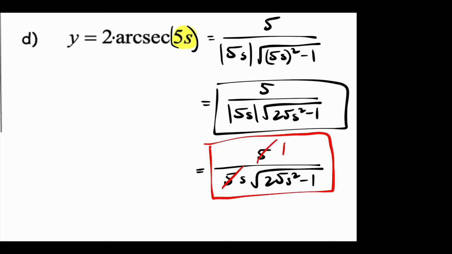But technically 5s is already positive. So yeah, I've seen it both ways. So just know that that's why you can have both.